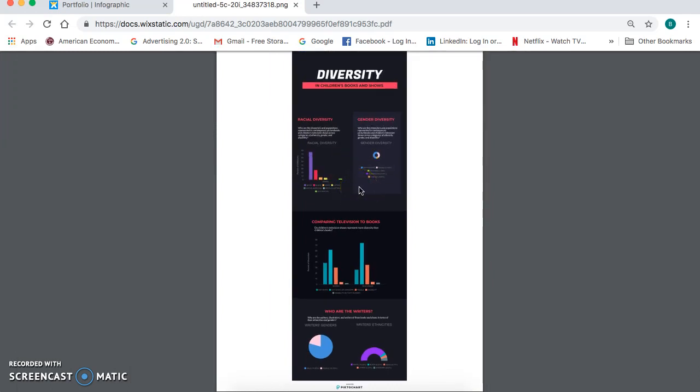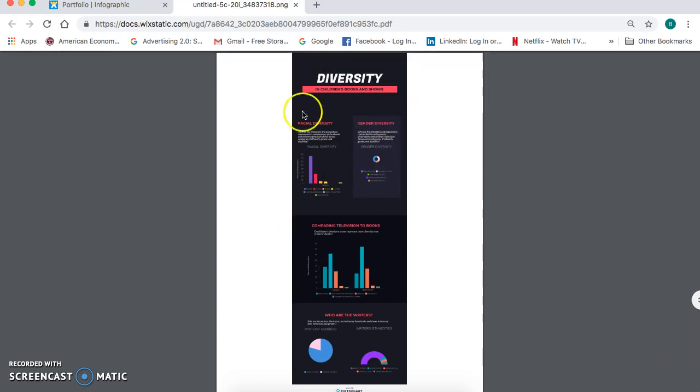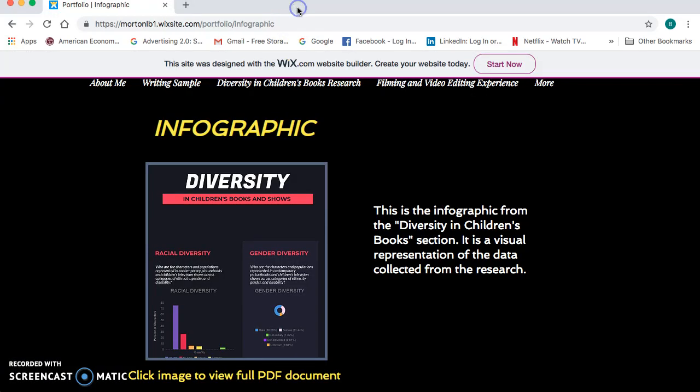And the point of the infographic was to put that data that we collected into a visual format so that someone can easily read that information.